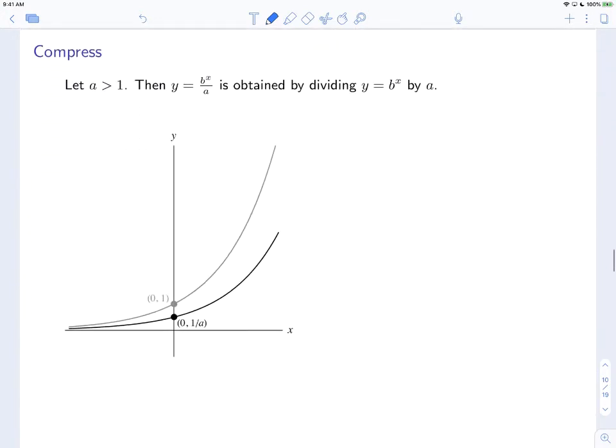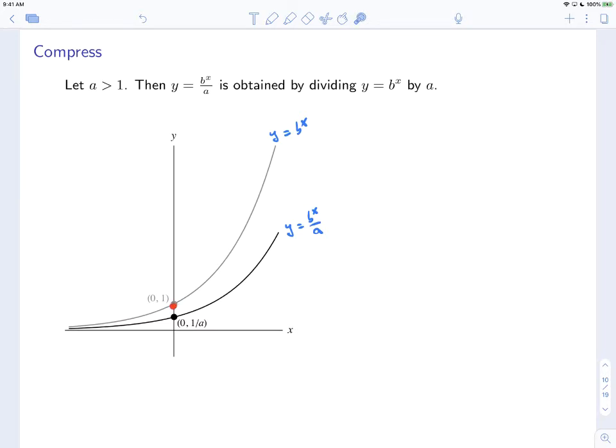The same when you compress it. This is really another form of stretching, but now we're still letting a be greater than 1, but we're dividing by it. So y equals b to the x divided by a is just obtained by dividing b to the x by a. So here's our parent function, y equals b to the x. And in order to get to y equals b to the x over a, we simply divide everything by a.